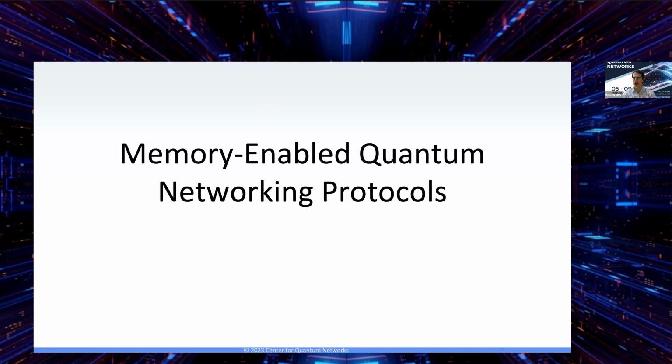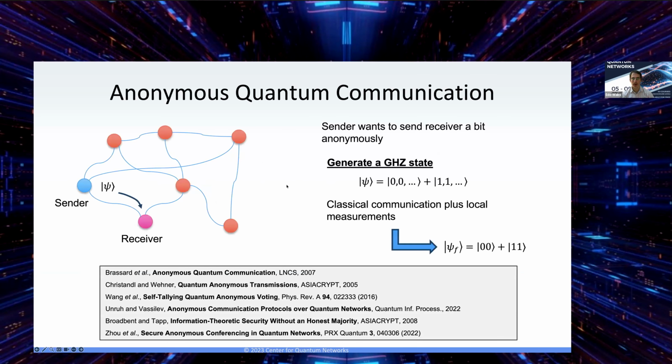So let me jump to the next part of this tutorial. As I mentioned, repeaters were probably the first example of how a quantum network can do something useful that a simple point-to-point, a simple two-node architecture can't accomplish. I'm now going to go over some even more advanced examples of using memory-enabled quantum networks to do things beyond just exchanging qubits or entanglement. So the first example is anonymous quantum communication.